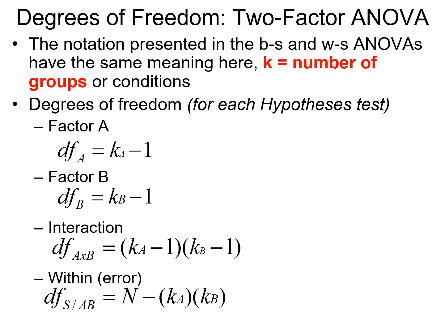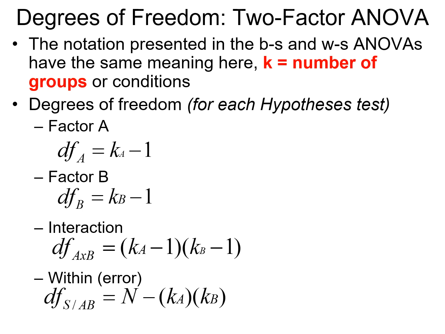So degrees of freedom in a two-factor ANOVA, the notation presented in the between subjects and within subjects ANOVA, have the same meaning here. K equals the number of groups or conditions. The degrees of freedom for each hypothesis test: for factor A, it's the number of conditions or groups minus 1. For factor B, again, we're looking at the number of conditions minus 1.